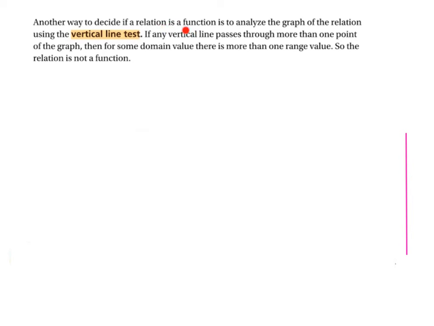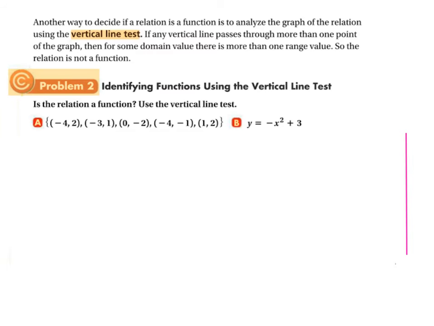You can decide if a relation is a function by analyzing the graph of the relation using the vertical line test. If any vertical line passes through more than one point on the graph, then for some domain value, there is more than one range value, so it's not a function. Check out what this looks like here, okay? Identifying this using the vertical line test, okay? Is the relation a function?